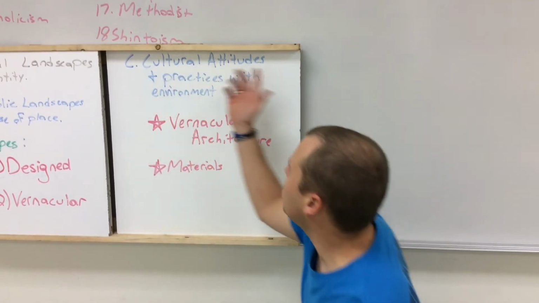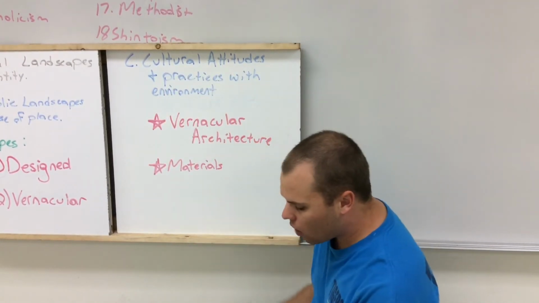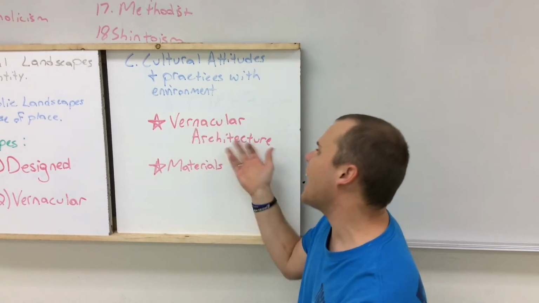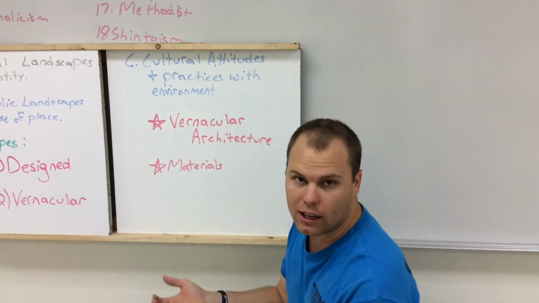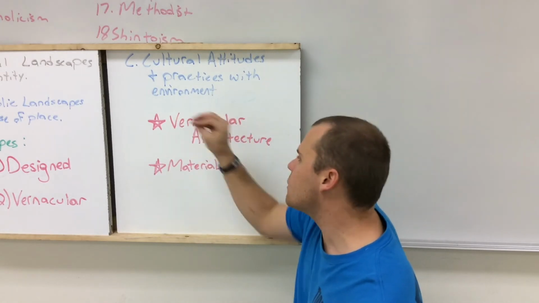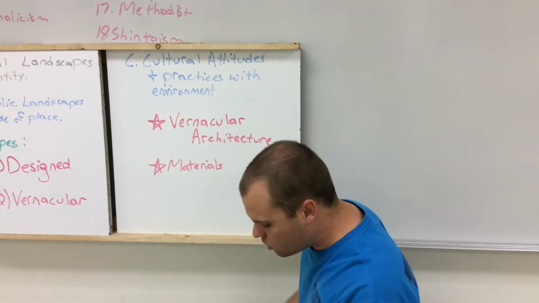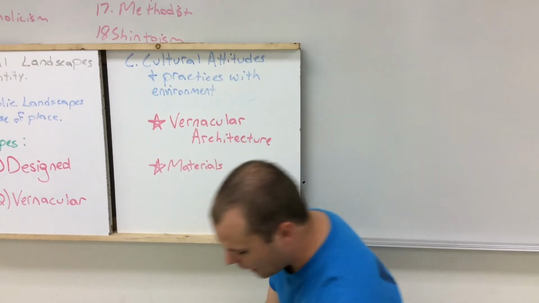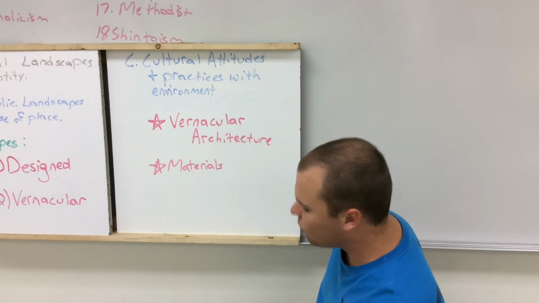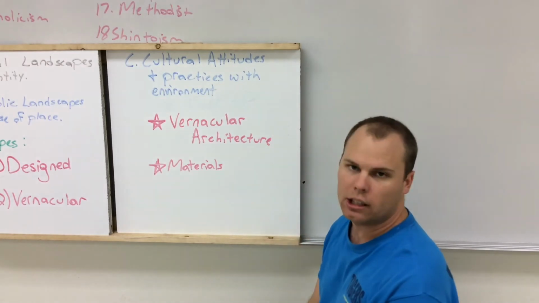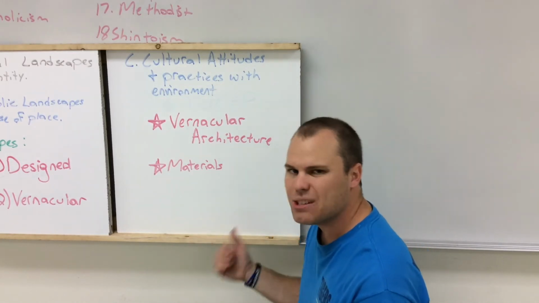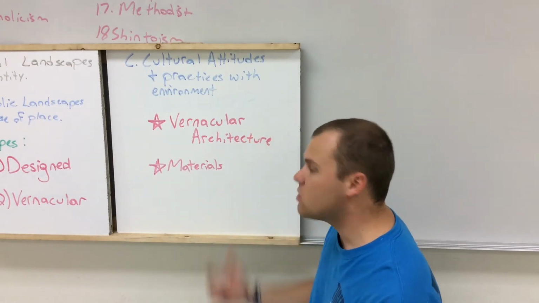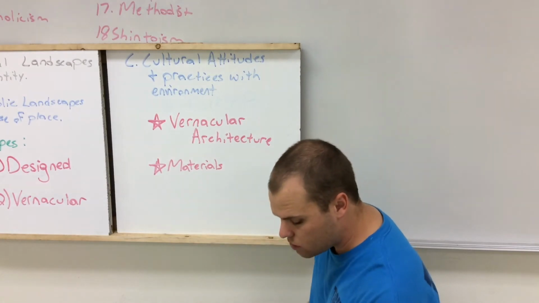My next heading is cultural attitudes and practices in regards to the environment. What I want to look at here is vernacular architecture. When you see vernacular architecture, I want you to think folk architecture. These are the ideas about a place, but more in regards to folk architecture. Now, there's three main points I want to talk about in regards to vernacular architecture. One is it reflects both cultural and environmental elements. You're going to see aspects of the environment as well as aspects of culture within vernacular architecture. It's also based on the resources that are available, and we'll get to those resources in just a little bit.